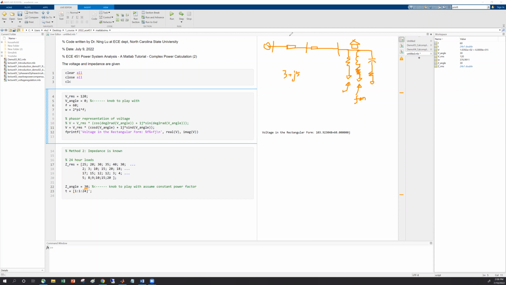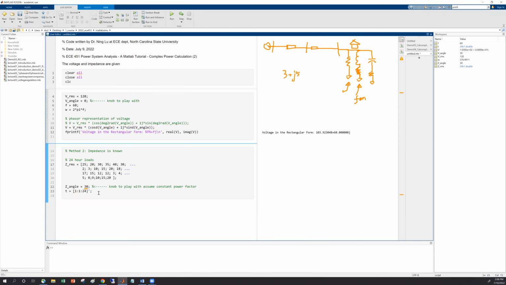Then let me just start to write that. In this case, we selected an angle of 30 degrees, and then our time, because we're going to compute later on for 24 values, our T will be from 1 to 24 hours. So this will be from midnight to midnight the next day, okay?